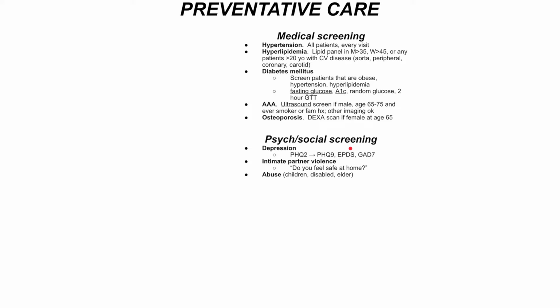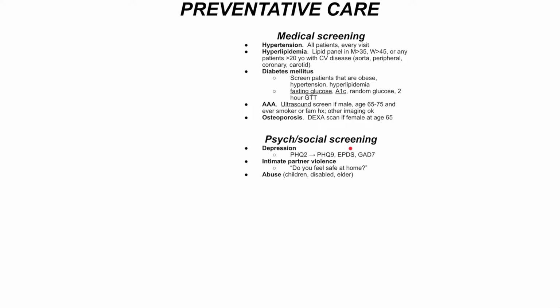So when you're taking a social history, you ask about their work, you ask about their life. You ask about who they live with at home, and if they have an intimate partner, it's very easy to just ask, do you feel safe? That's your screen. You can do that annually.